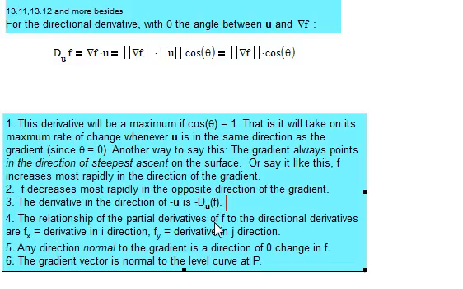So the relationship of the partial derivatives to the directional derivatives are: the partial of f with respect to x is the directional derivative in the i direction. The partial derivative with respect to y is the derivative in the j direction. So any vector normal to the gradient is a direction of 0 change in f. And that means if I'm on the side of the mountain and maybe I'm facing directly up to the peak, if I turn directly to my right or to my left, then there'd be no change.